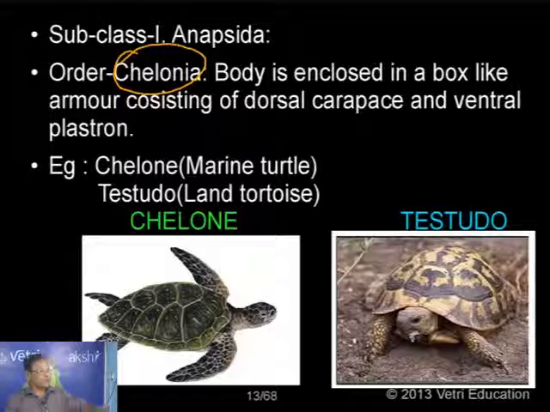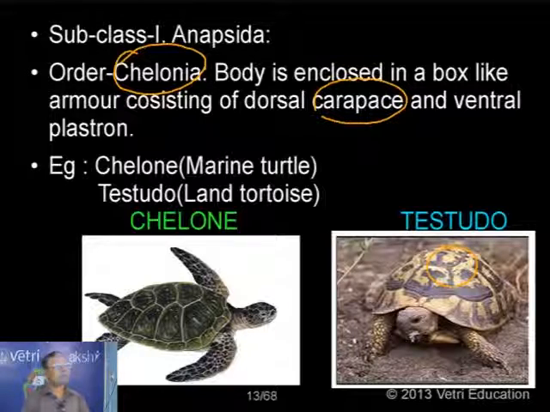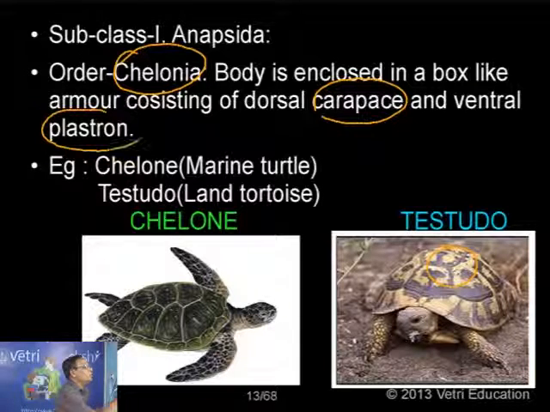In all these animals, we have a box-like armor or exoskeleton. On the dorsal side, we have a thick exoskeleton called the carapace. On the ventral side, it is somewhat soft, not so rigid, and is called the plastron. The entire box is formed of a dorsal plate, the carapace, and a ventral plate, the plastron. What are the examples under this?